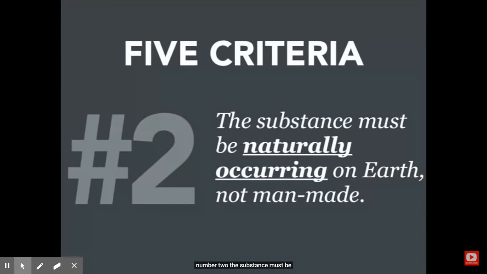Number 2, the substance must be naturally occurring on Earth. This means it cannot be man-made. So, for example, plastic is not considered a mineral because it doesn't exist naturally. It's created by humans. It must be naturally occurring.